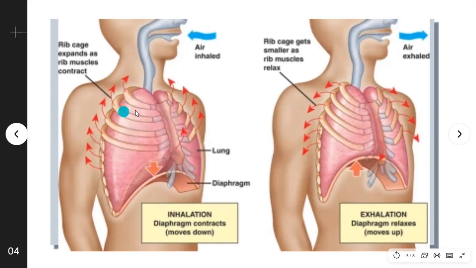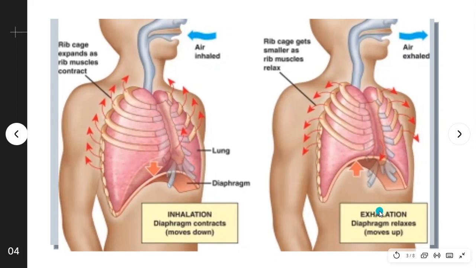Okay, so during inhalation, when the external intercostal muscle contracts, it moves up, and then the diaphragm moves down. So this is going to cause the volume of the thorax cavity or the thoracic cavity to increase. And when the volume increases, the pressure is going to decrease, and then the higher atmospheric pressure from outside is going to force the air from the atmosphere to go into the lungs. So this is inhalation. Okay, the air is going to go from the atmosphere into the lungs. Very good.